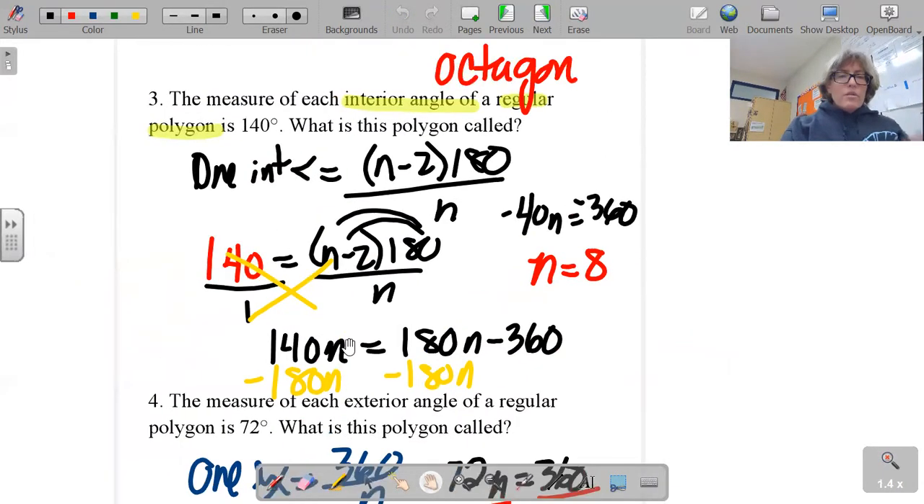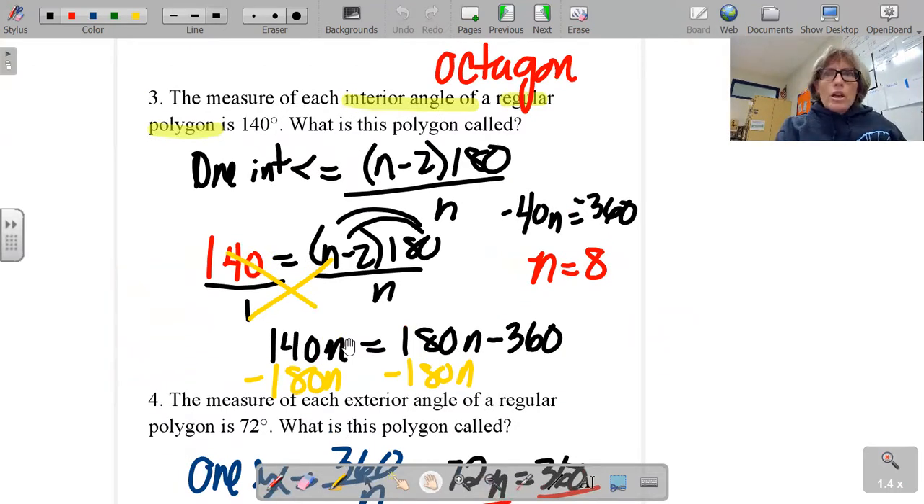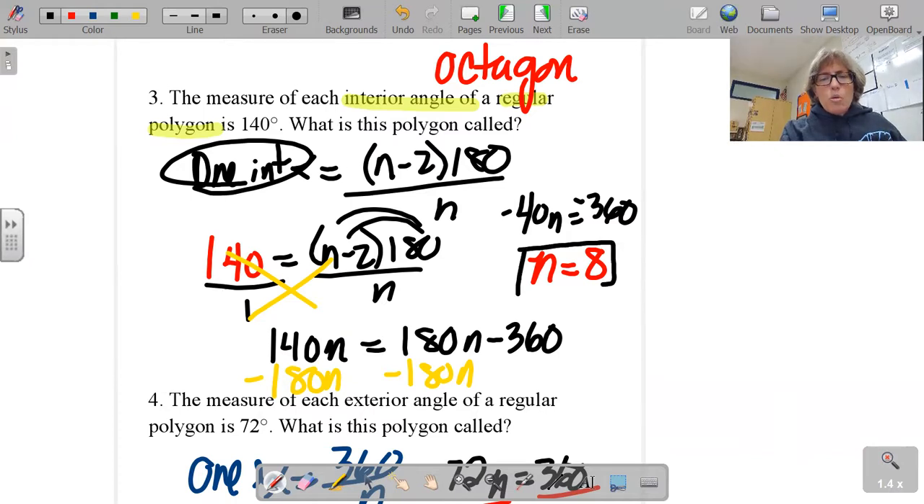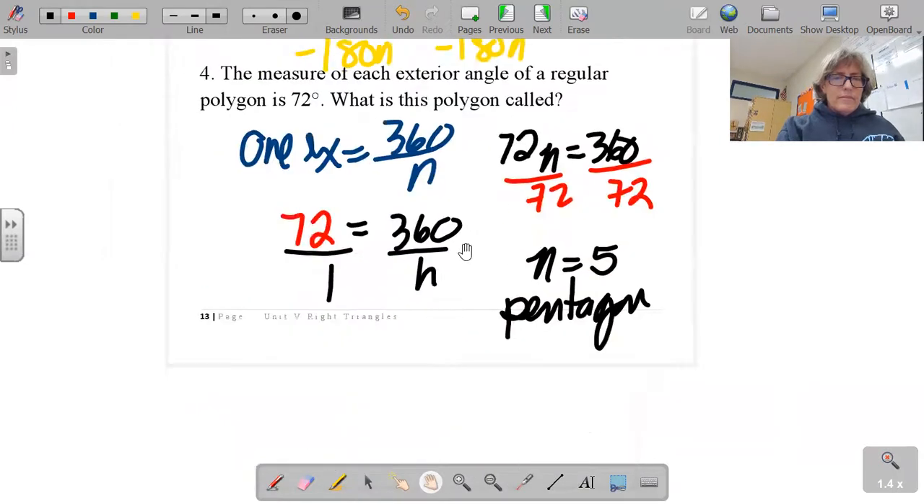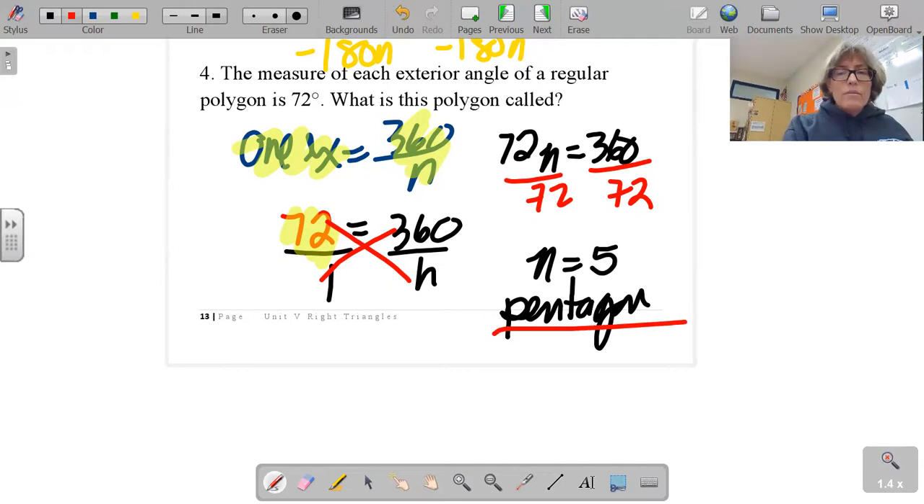This one right here, the measure of each interior angle of a regular polygon is 140. What's it called? So 140 is one interior angle, n minus 2 times 180 over n. You put the 140 there, you cross multiply, you solve for n, and n equals 8, and you have yourself an octagon. We have one exterior angle of 72 degrees. So one exterior angle is 360 over n. Pop in that exterior angle, 72. Cross multiply, solve for n. It's a five-sided shape called a pentagon.